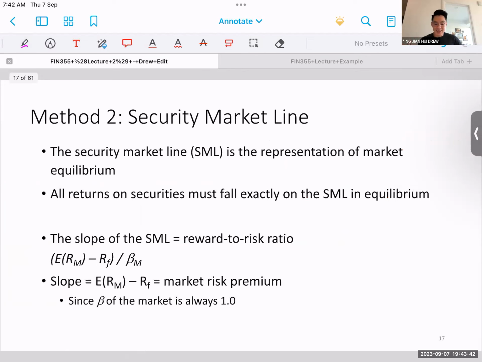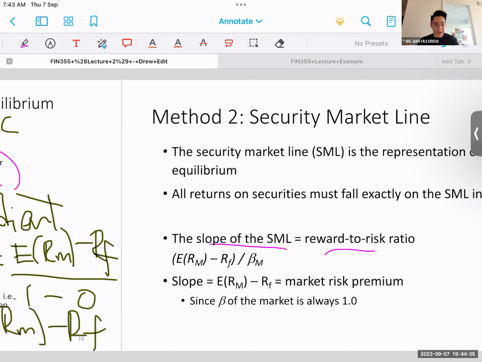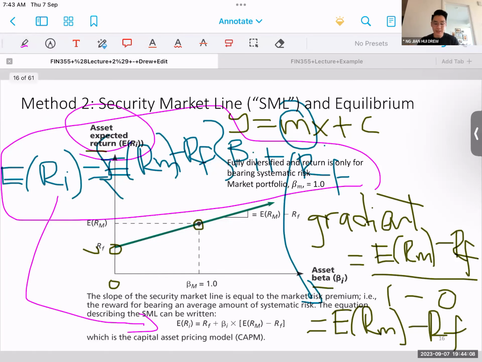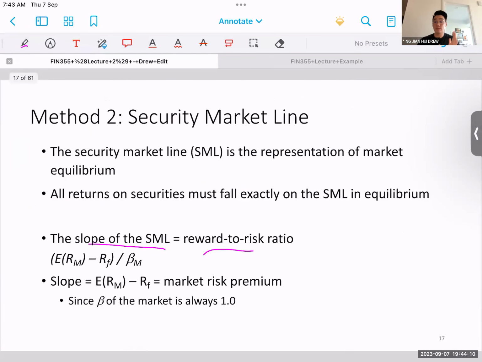Having understood this, you know a few characteristics of the CAPM formula. First of all, the slope of the CAPM, which is considered the security market line, is the risk and reward ratio. Why risk and reward? Risk being the systematic risk, which is the beta, the X. And Y being the return, so that's the reward that you get. And all securities that are in equilibrium would fall on the line.